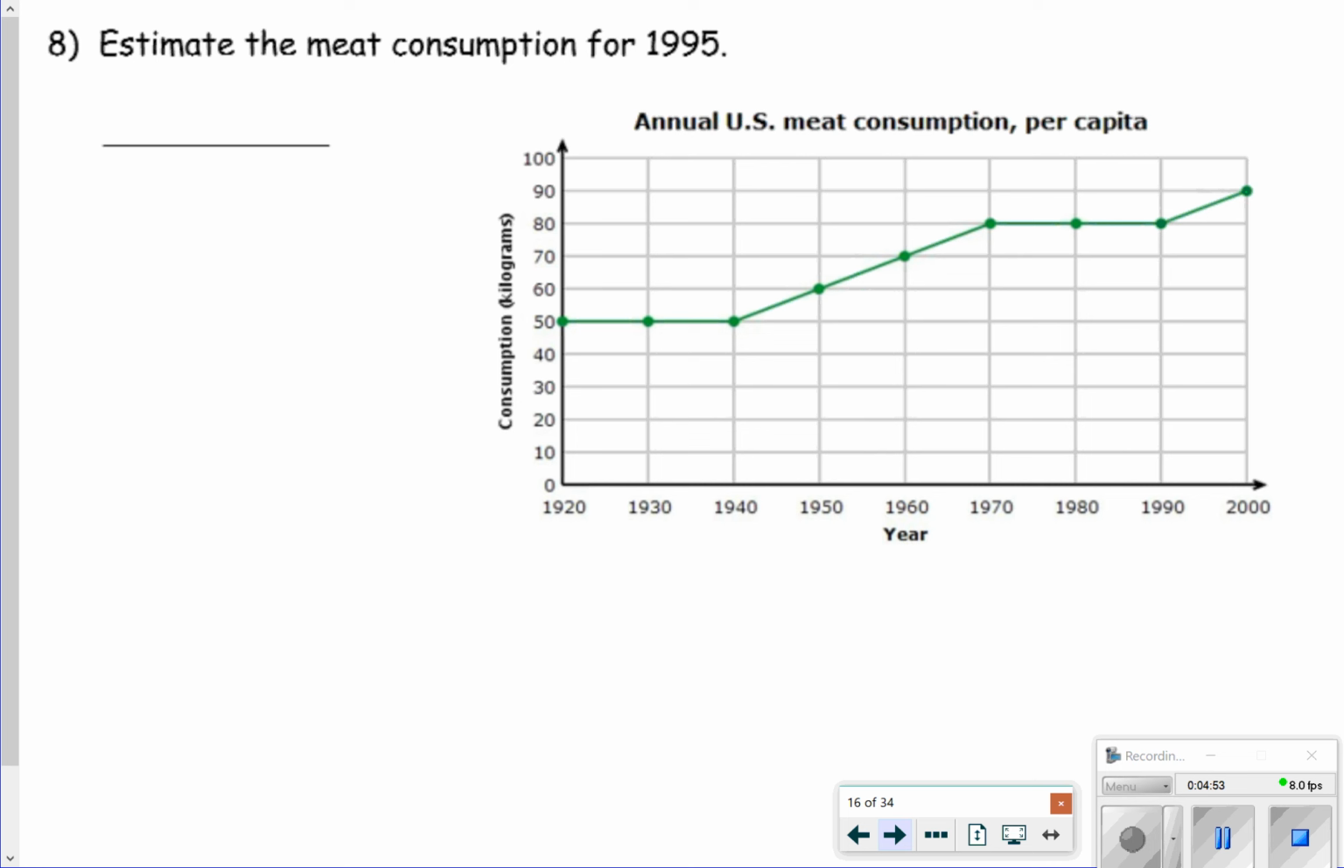Number 8, you're just looking at the line graph to estimate what happened in 95, and 95 is right in between 1990 and 2000, before you guys were even born. Crazy. And it looks like we're right in between 80 and 90, so I would say that the estimation would be about 85 kilograms.